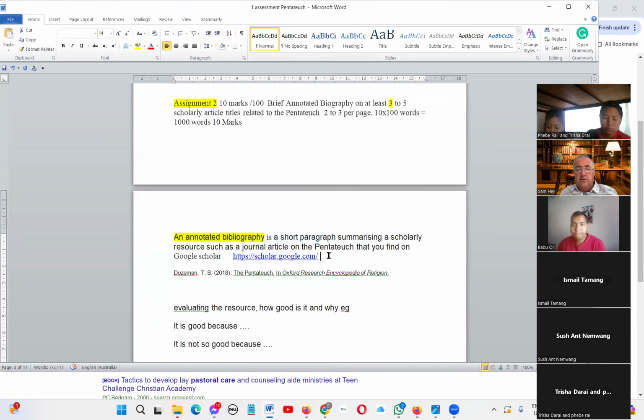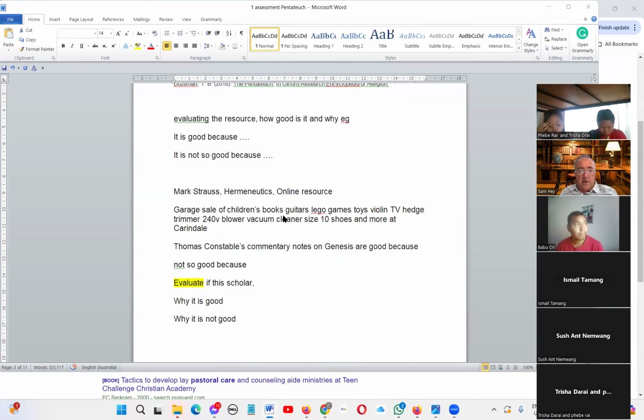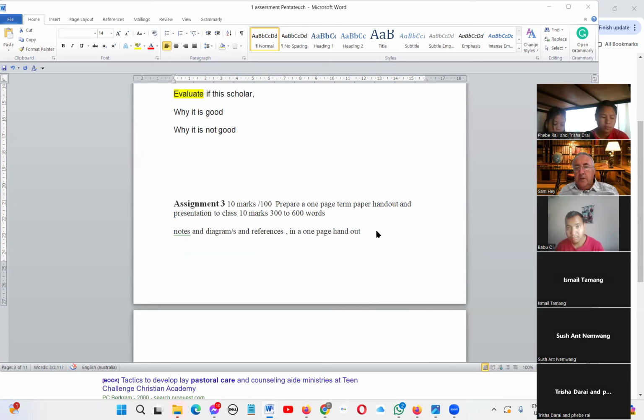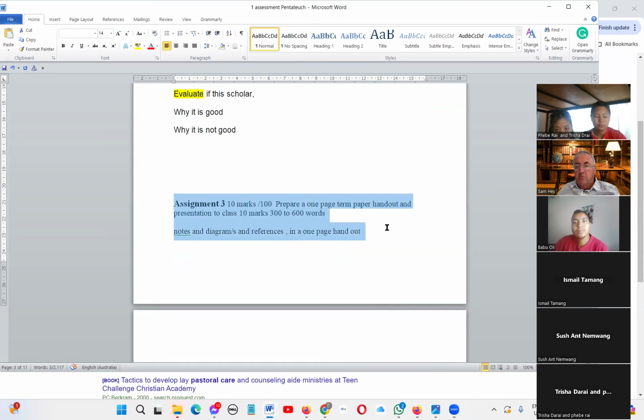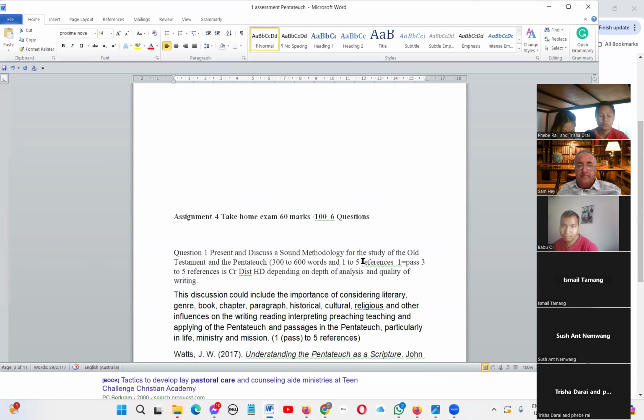Your second assignment, you're to use Google Scholar to find 3 scholarly articles. And then we have the third assignment. I'm not going to spend a lot of time on this today, but it asks you to prepare 1 page, a handout that you could email to me and I could share it with the other students, or you could share it with the other students. And this encourages you to develop skills in preparing a handout for other people in your church or youth or young people or children that you're working with.